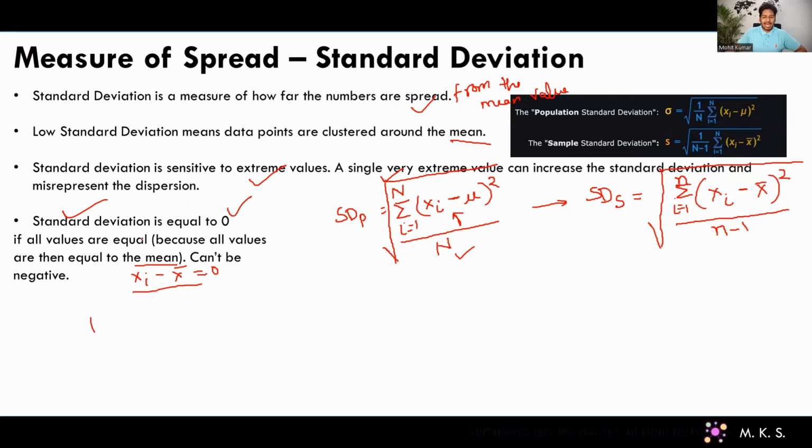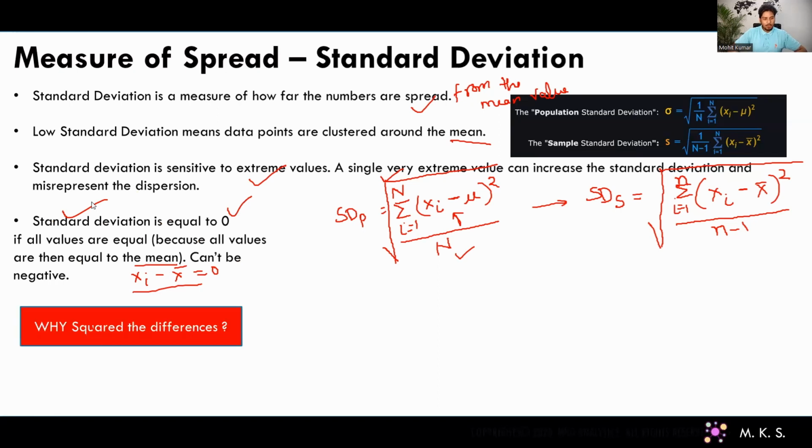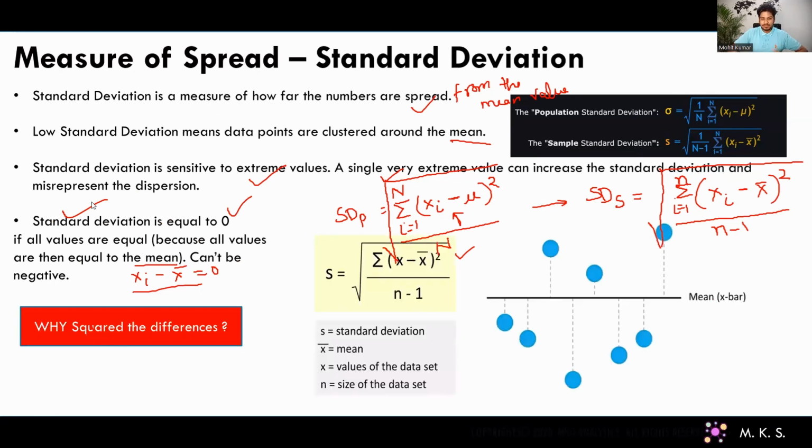If all values are equal, then standard deviation is 0, right? So there is no variation at all. That's why, okay. So now, why squared values? This is important to understand, guys. Now I'll explain that with a simple example of this data set.